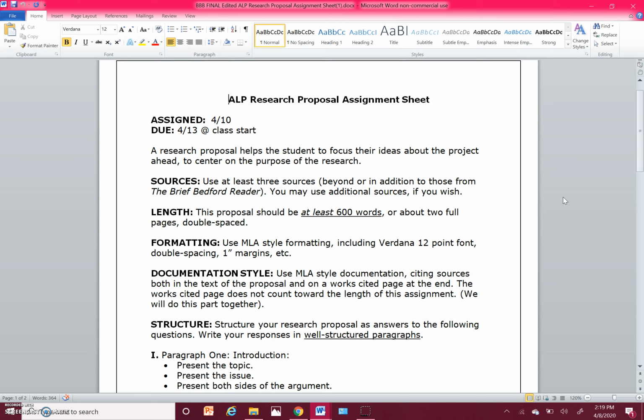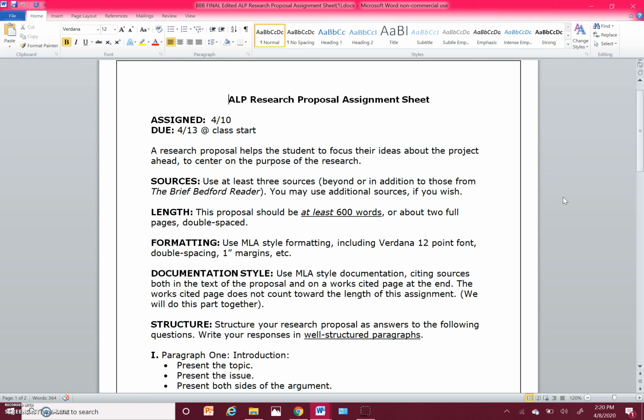So, if you pick a topic that's related to one of the topics that we have already covered in our readings, you must use that source from that essay from the Brief Bedford Reader. If you choose a topic that we have not covered already, that's fine. It just means that you would have to use one more secondary source, one more source that you find in the course of your research. All right. So you may use additional sources if you wish.